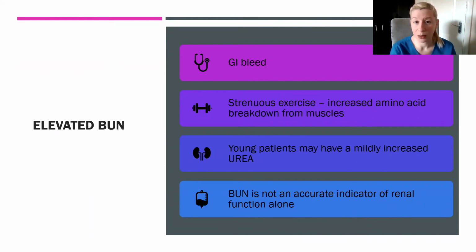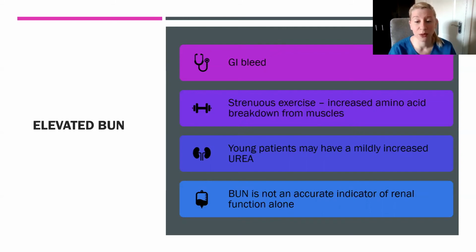There are a couple of other things that can cause an increase in your urea, and that could be a gastrointestinal bleed. So if you're bleeding into your GI tract, blood is then digested again. It's converted into ammonia, which is then converted into urea. And therefore, you can start to have an elevated urea because your body is just digesting the blood from your gastrointestinal tract, and it's just adding to your normal values.